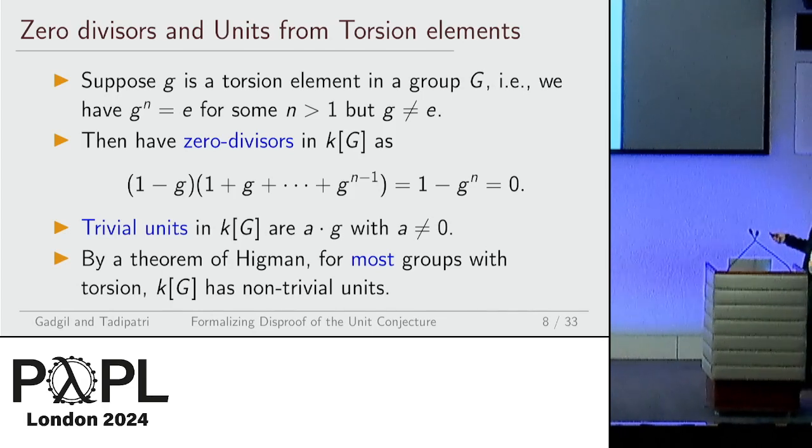There are a few exceptions to this. Actually, zero divisors are used to construct these units. These two are closely related to each other. That's why I've introduced both of them. The statement is a little more complicated. But so if we have torsion, we have zero divisors, and usually we have units.